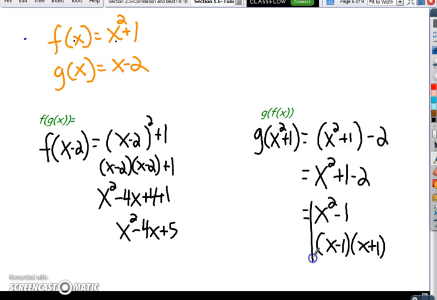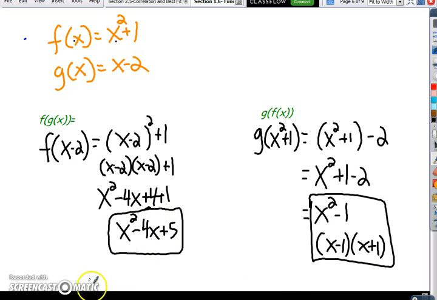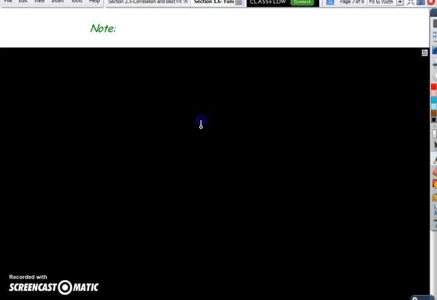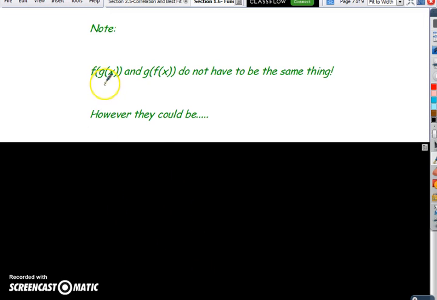Either one's fine. Now, the question I then have is, these two things are not the same. So what does that mean for us? Well, guess what, folks? Here's the note. F of g of x and g of f of x do not have to be the same thing. However, they could be. I'm saying that they don't have to be the same. So if you don't get the same numbers, like the last problem, that's okay. We're all good. As long as you did your work right, they could be different. There's no big deal. They could be the same.